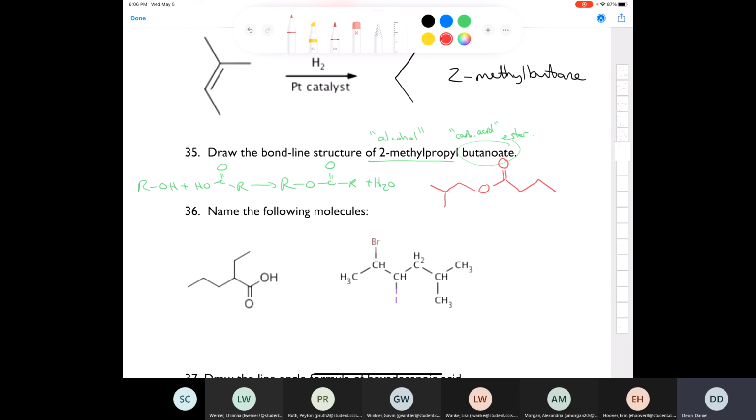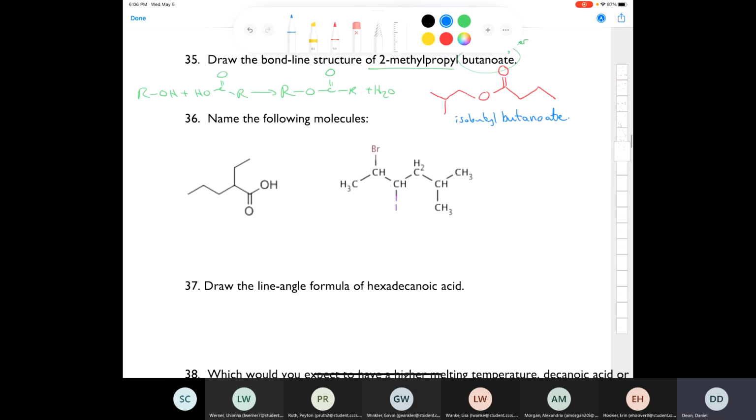Now that's an IUPAC name. You could also call that isobutyl butanoate, which would also be perfectly correct. Nothing wrong with that. Or isobutyl butyrate even would work.